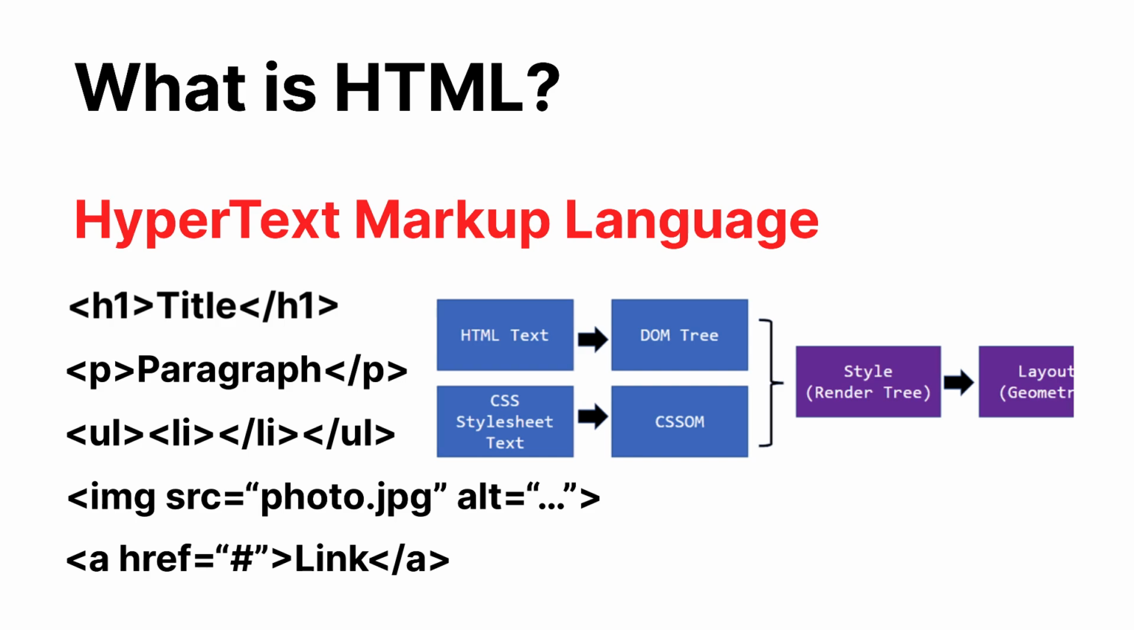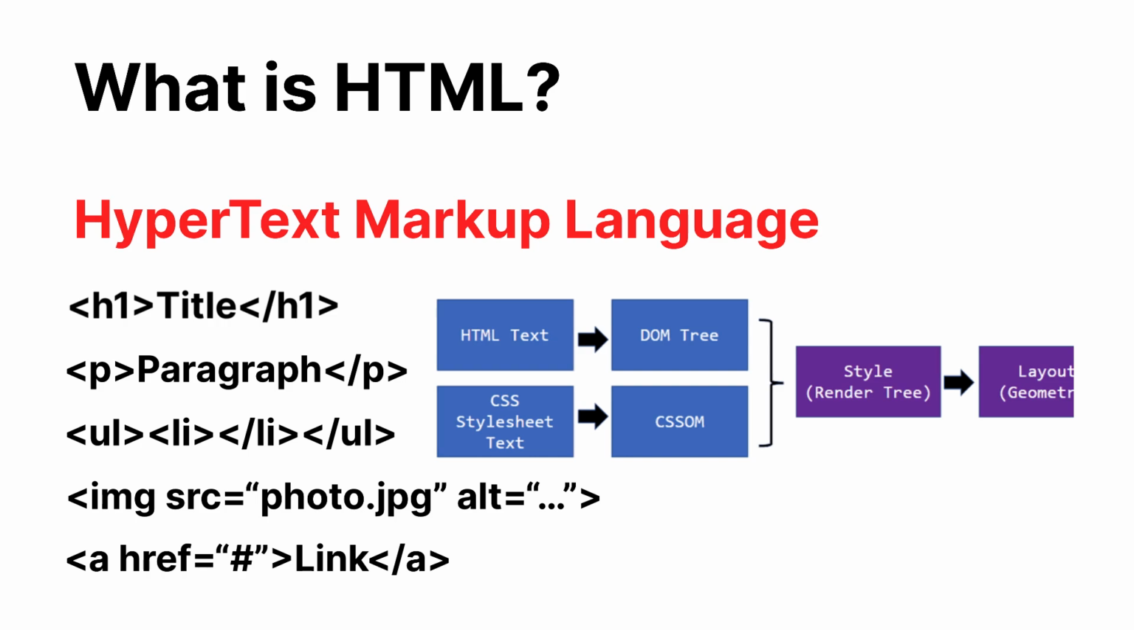Programming languages like JavaScript, Python, or C++ can make decisions, perform calculations, and execute logic. They can say, if the user clicks this button, run this function. HTML can't do that. It doesn't contain logic or interactivity. Instead, its role is purely structural. It defines the framework of a page so that other technologies can work with it.